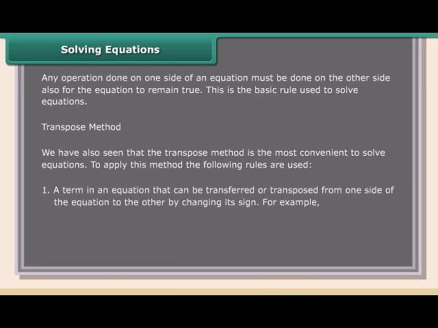1. A term in an equation can be transferred or transposed from one side of the equation to the other by changing its sign. For example, if x - 12 = 5, then x = 5 + 12. If x + 1 = -2x, then x + 2x = -1.